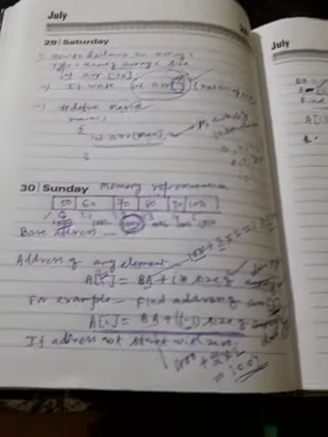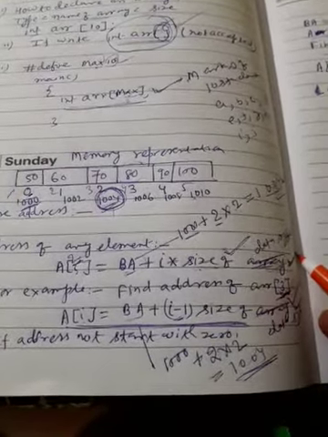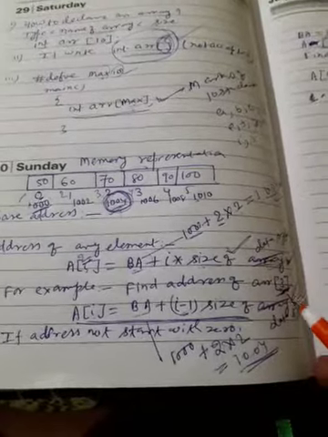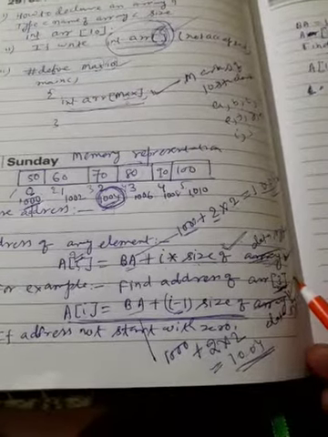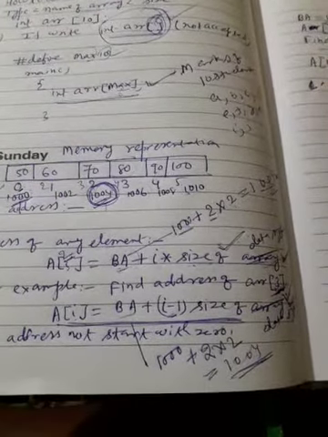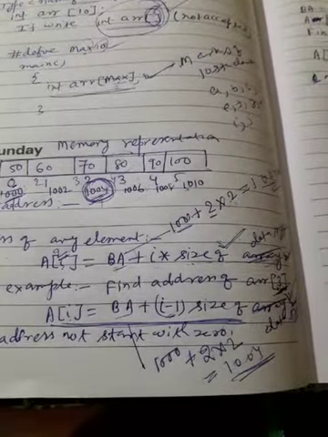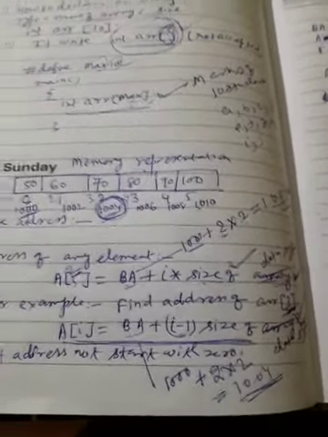So there are different ways of calculating the address. First, when the index is 0, we can do it this way. When the index is 1, we can do it this way. When there is no 0 or 1, and the address is given for the first element and the last element, we can go this way. Thank you.